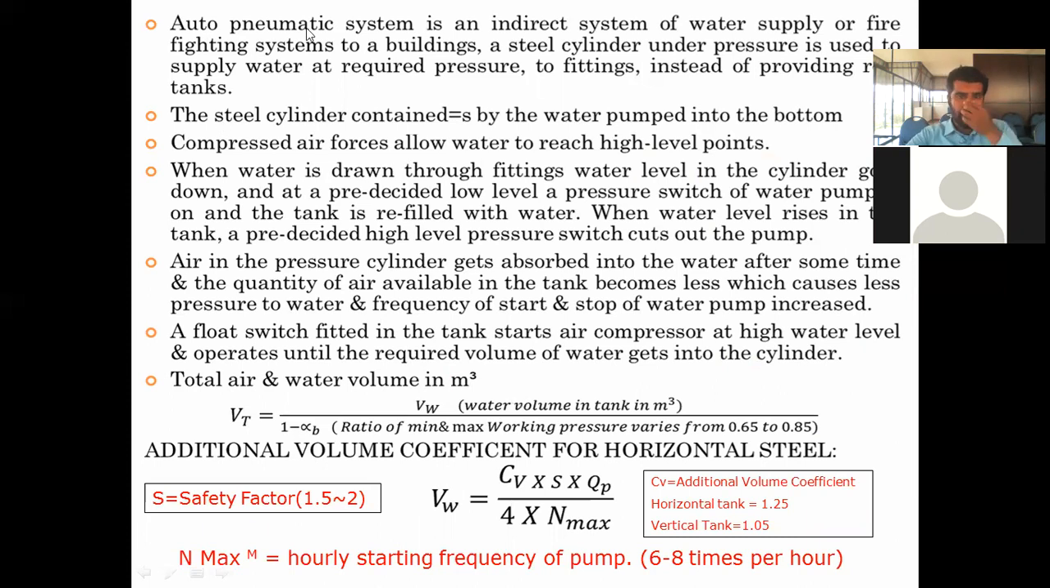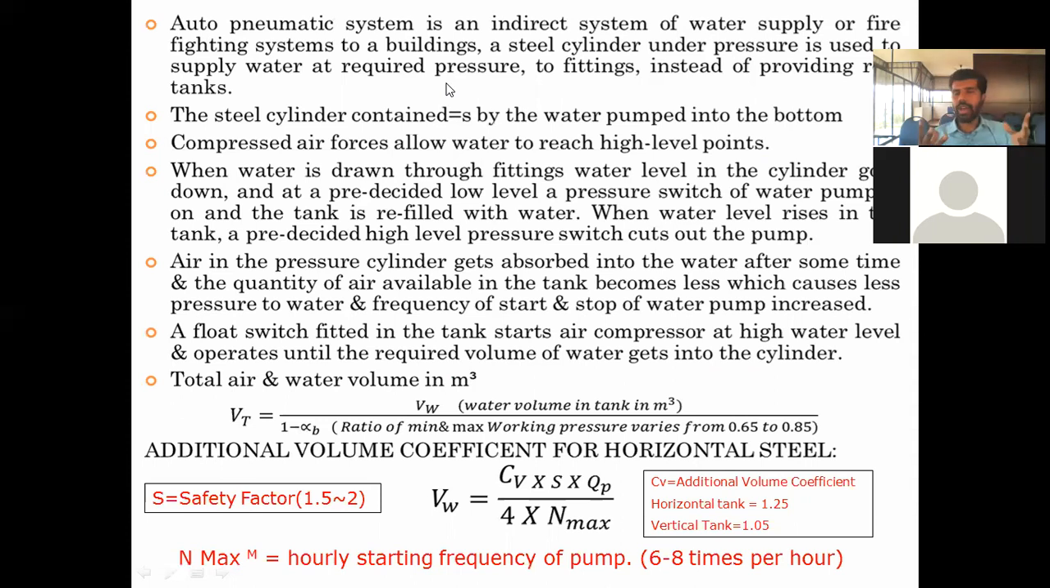An auto pneumatic system is an indirect system of water supply or firefighting system to a building. So you can give water supply directly to the different fittings, and we can also use it for the firefighting system to the building, because we know that in the firefighting system the pipelines will always be in a pressurized system only.